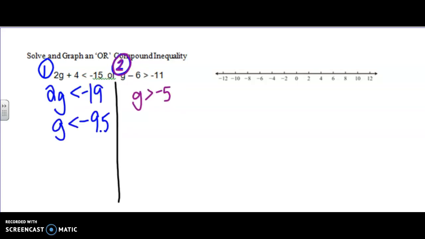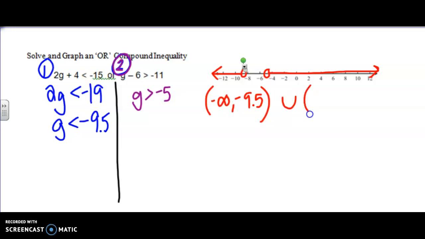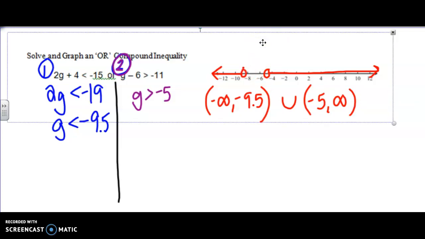So I solved the first one. I got g is less than negative 9.5. So I'm going to put an open dot, oops, not on the number line. Put my open dot on negative 9.5. I know we're estimating. And then I'm going to go to the left. And then I'm going to go down to negative 5. I'm going to put an open dot again at negative 5. And this one goes to the right. Writing my answer, again, left side to right side, I have negative infinity to negative 9.5. Open dot is a parenthesis. Union to close the gap, parenthesis, negative 5 to infinity. Okay, so everything that's in red right there, that is your final answer.